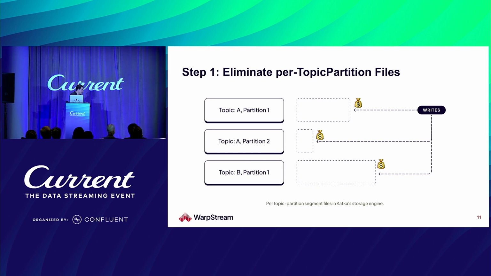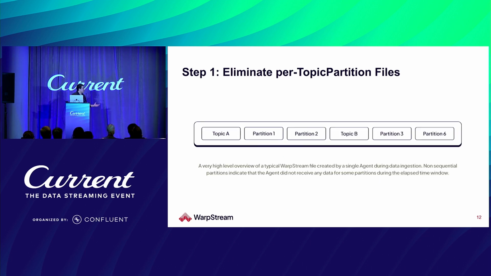And so the cardinal rule of the WarpStream storage engine is that the number of IOs against the object store must not be linear with the number of topic partitions in the system. It needs to be linear with the throughput of the system, but not the number of topic partitions. So how do you do that? Well, it's not that complicated, right? We just can't have files per topic partition. So what WarpStream has, the storage engine, it's basically an LSM, pretending to be Kafka.